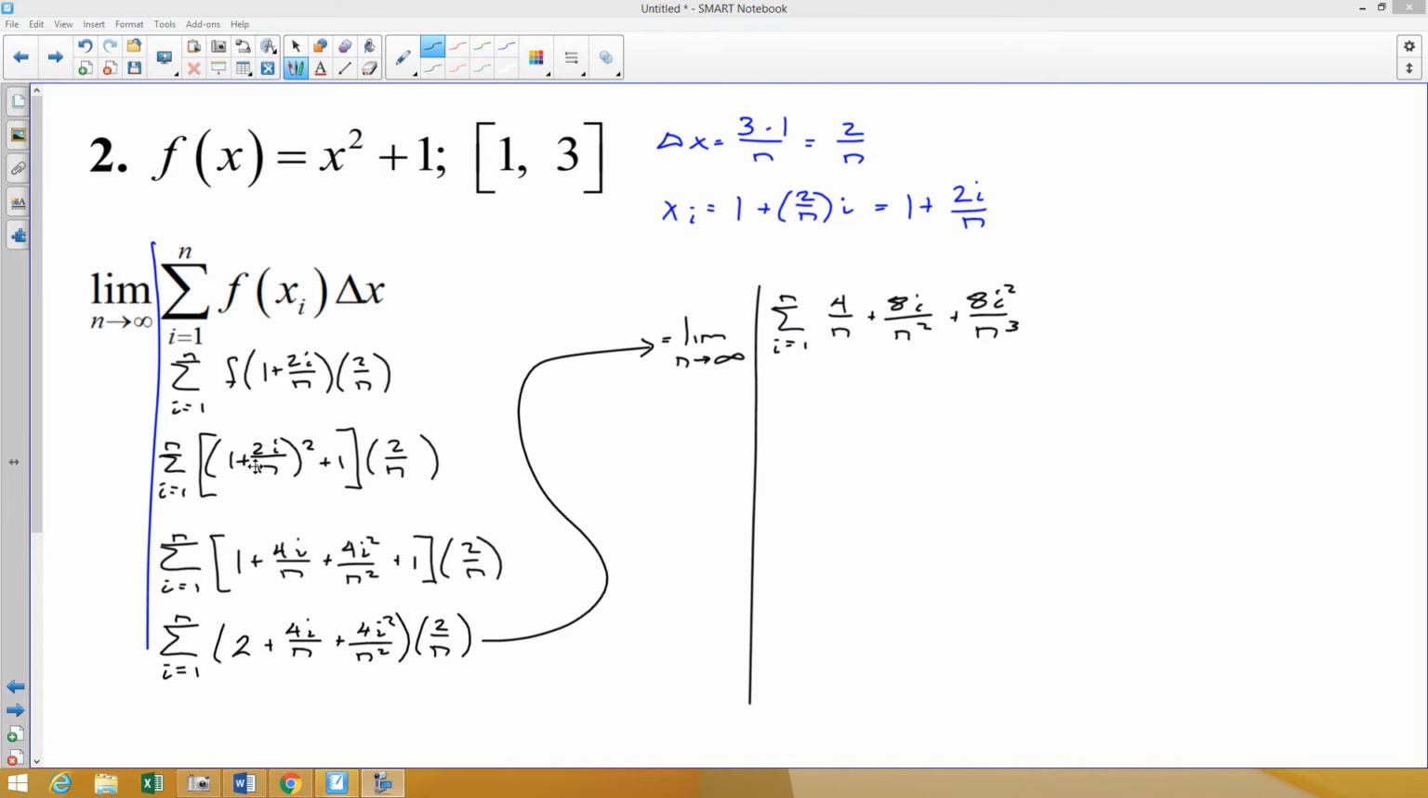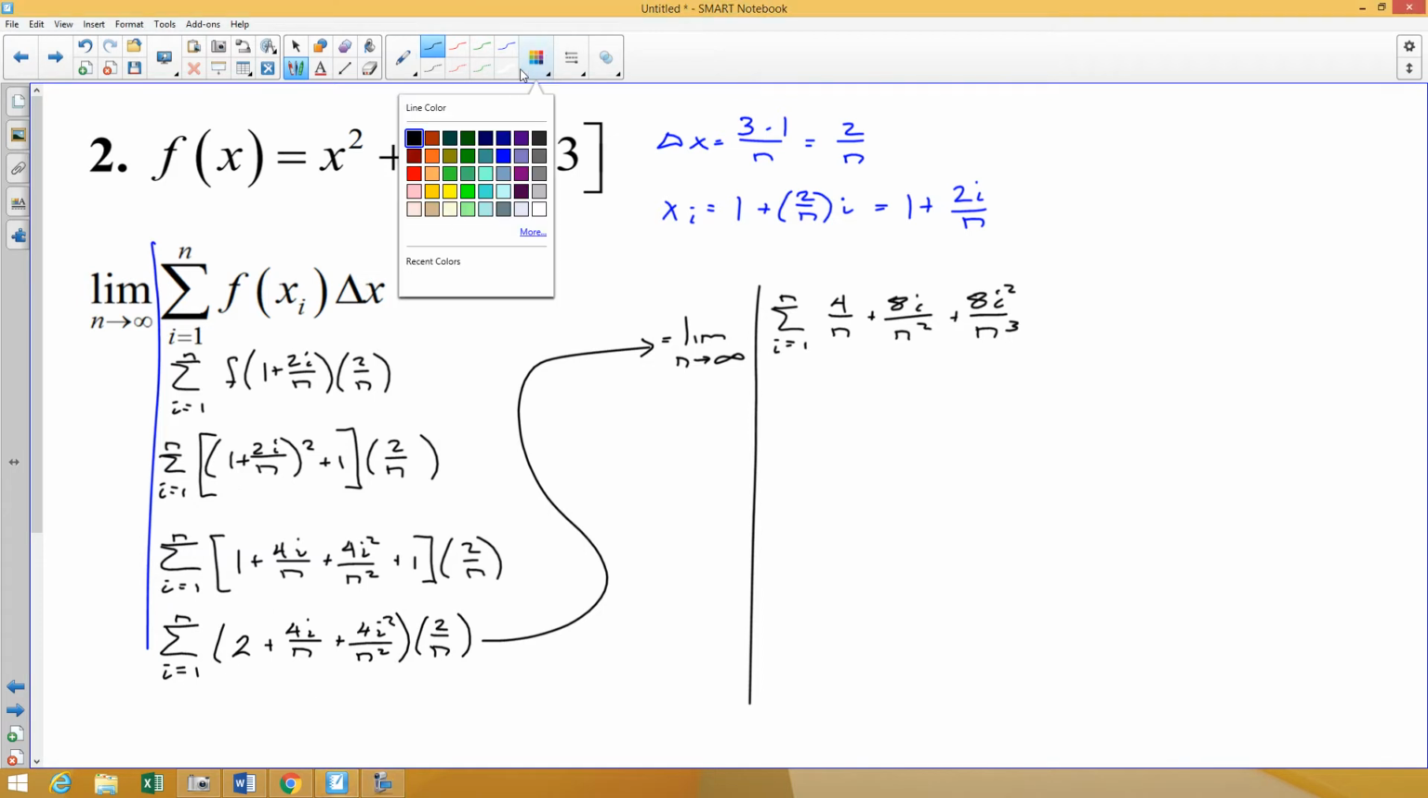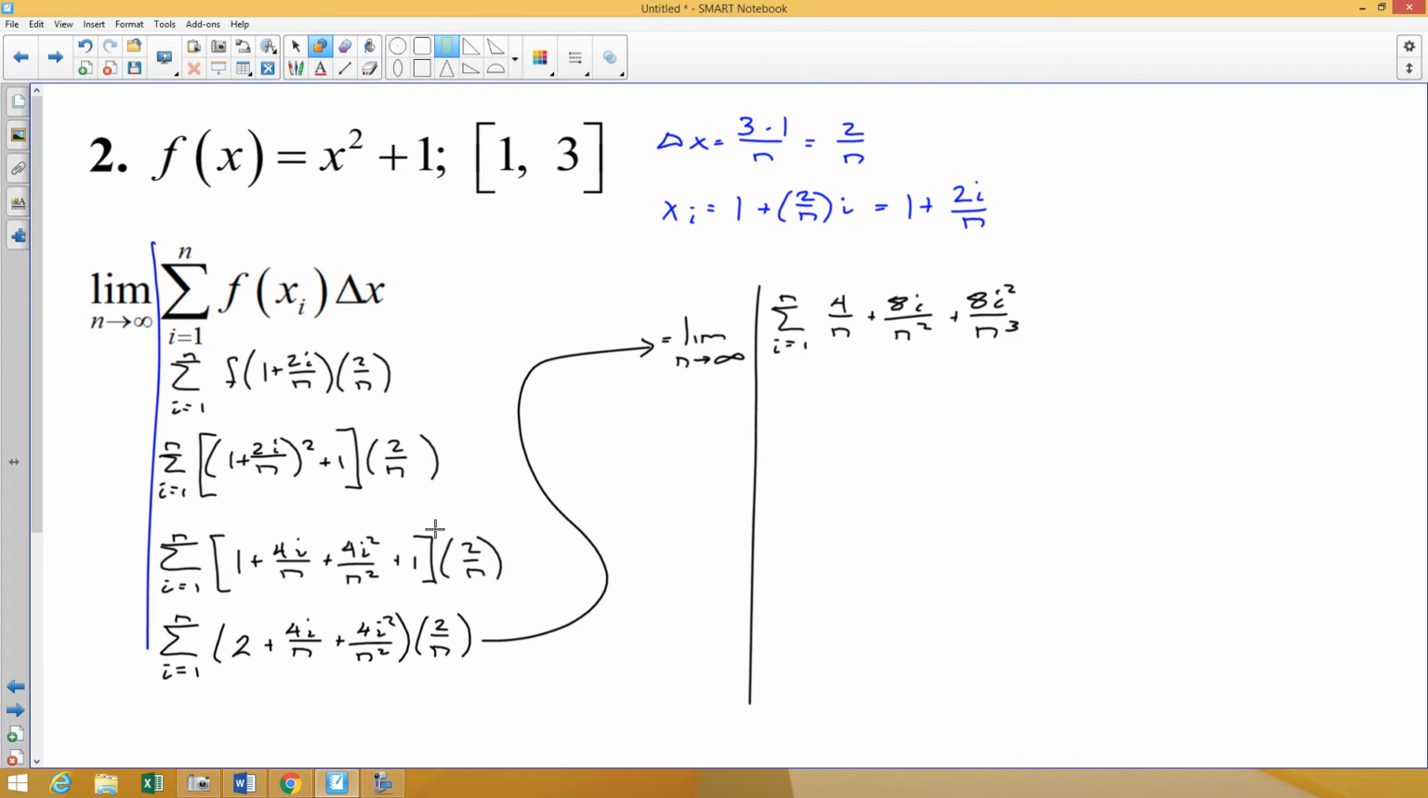There we go. So I squared out 1 plus 2i over n. I combined 1 plus 1 to get 2. This piece right here is this piece simplified. Then I'm going to distribute my 2 over n, and when I distributed 2 over n, I ended up with all of this stuff right here.